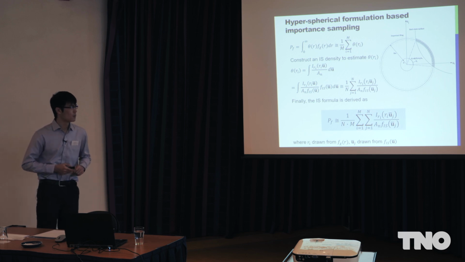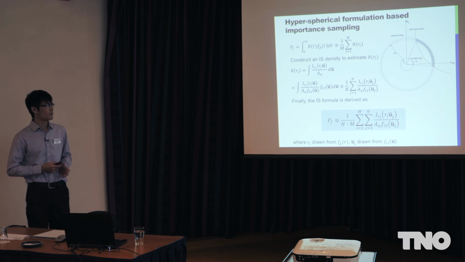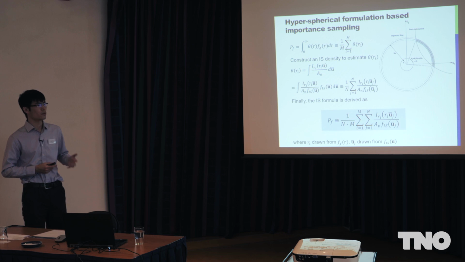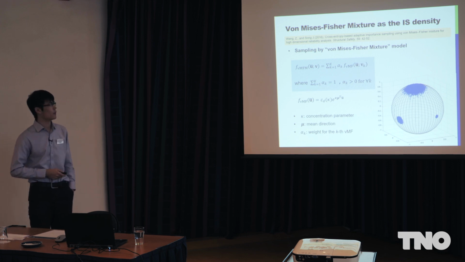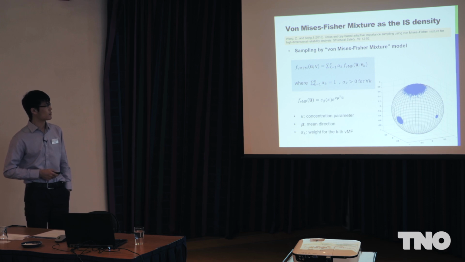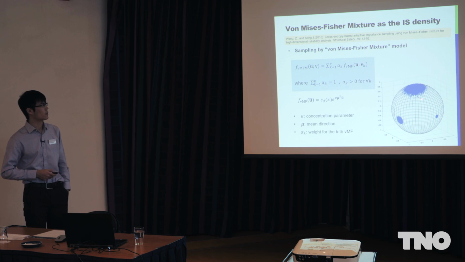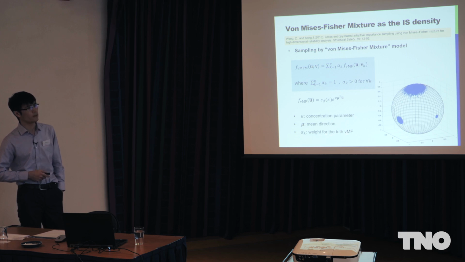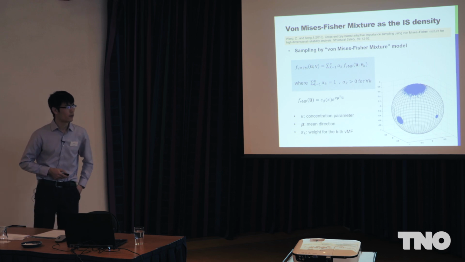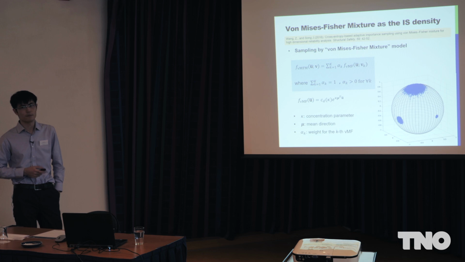So if we want to build some importance sampling method, we need a PDF model which is distributed on the unit hypersphere. And here the model we use is called the von Mises-Fisher mixture model. And this is perhaps one of the simplest models on the hypersphere. This model has a concentration parameter which controls how concentrated the samples drawn from the model are. And it also has a mean direction, which is the center direction here. And if we build a mixture model, we also have this alpha k, which is the weight for each component of the von Mises-Fisher model. So by having this mixture model, we have the ability to estimate problems with multiple failure modes.